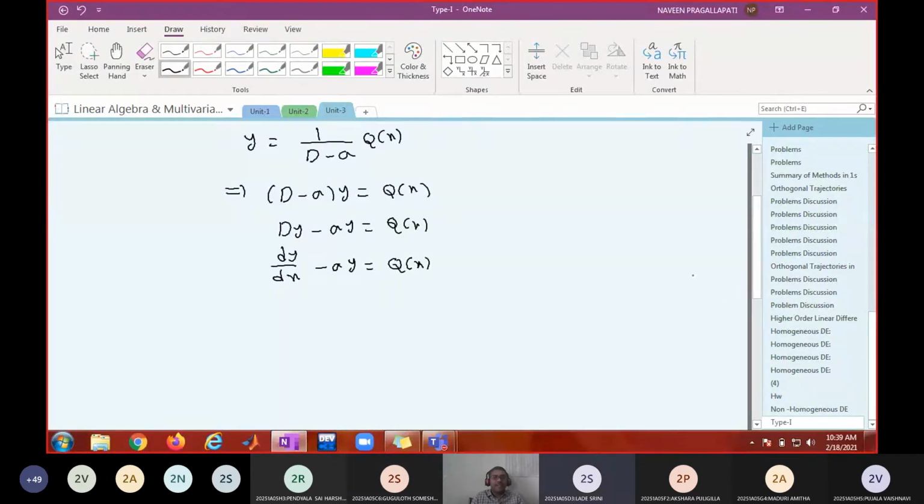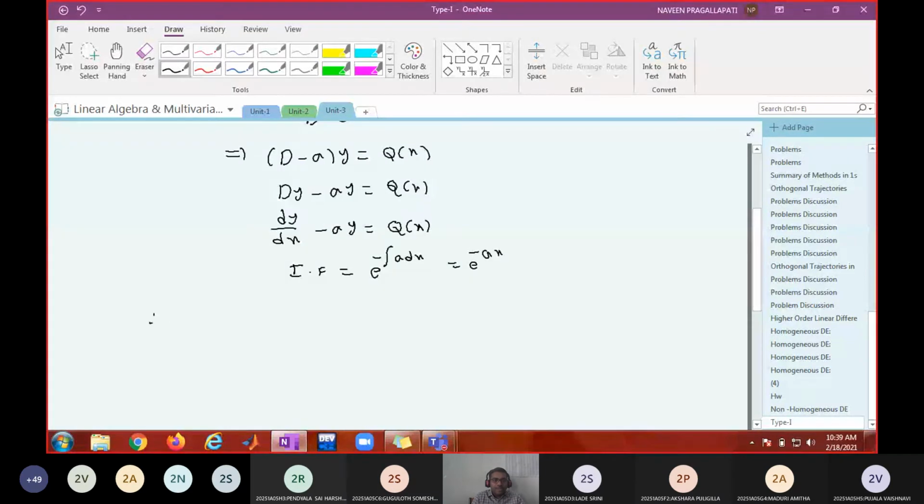What kind of differential equation is it? Did you identify this differential equation? Linear. So what is the integrating factor for it? e power minus ax. Therefore, what is the general solution? The general solution is y into e power minus ax equals the integral of e power minus ax into Q of x dx plus c. Do you agree?